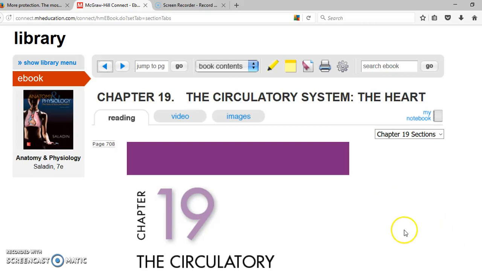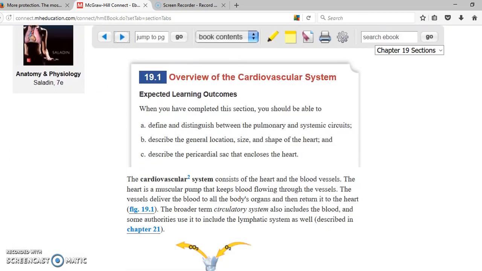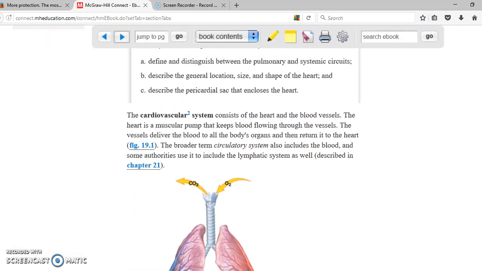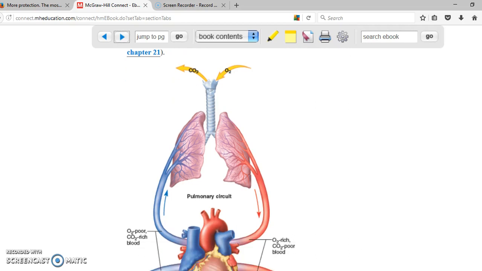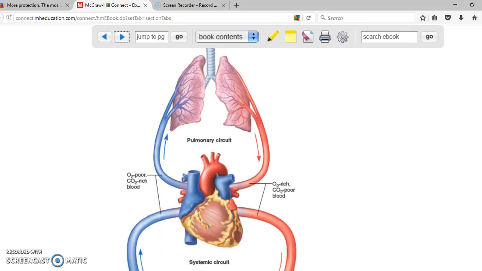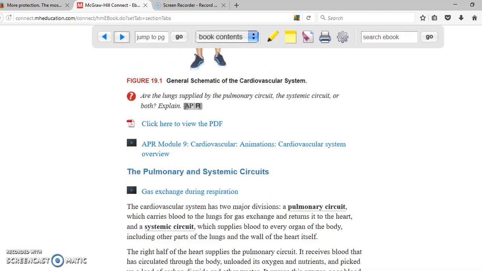Okay, the topic we are going to talk about now is going to be the heart. So the heart is a very important organ whose job is to pump the blood throughout our body. Okay, so let's take a look at the overview of the cardiovascular system. We know that the heart is responsible for pumping the blood to the lungs in order to get the oxygen and to remove the carbon dioxide, and from there to pump the blood towards the body.